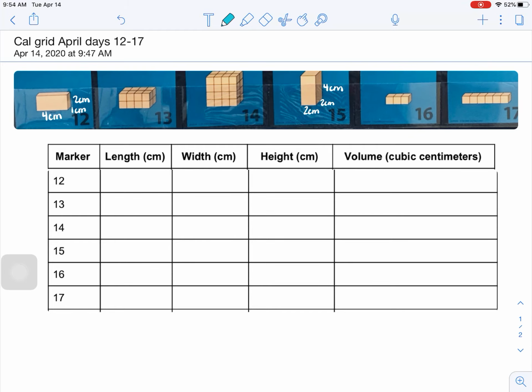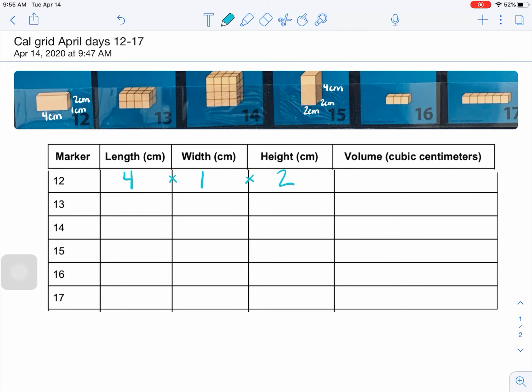We are going to check through days 12 through 17 of Calendar Grid. Looking at day 12, those were hard to see, so I went ahead and filled in those dimensions for you. This is a 4 by 1 by 2. So we are going to go ahead and label those three dimensions. This is 4 centimeters, 1 centimeter, and 2 centimeters.